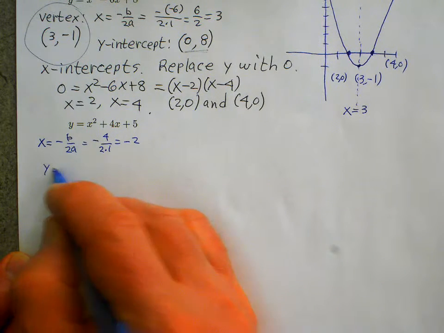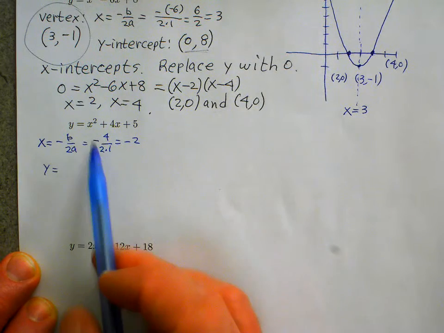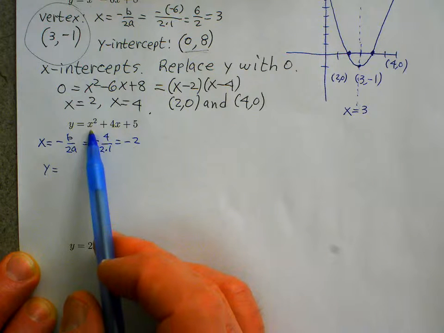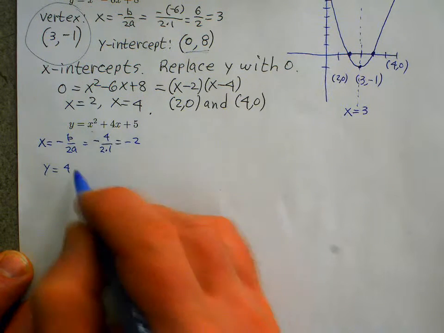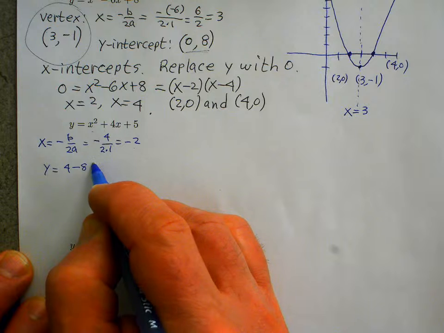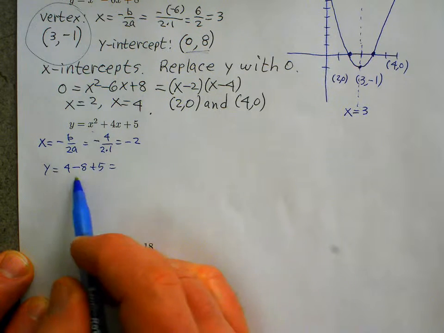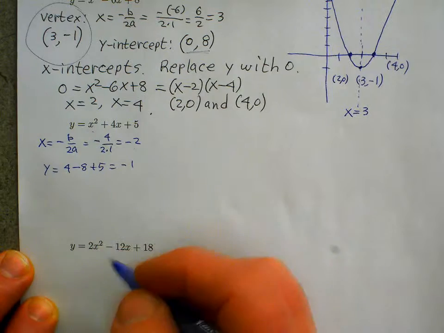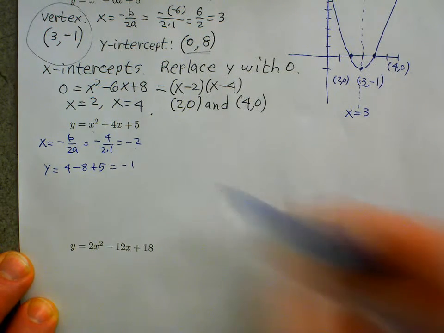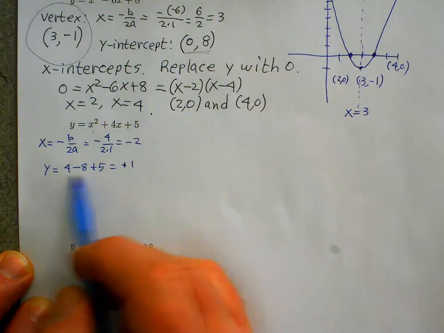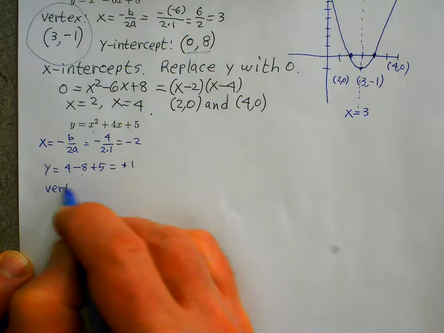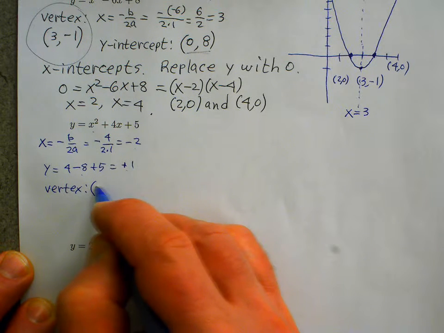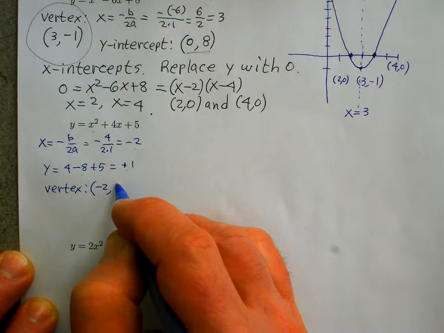And then the y coordinate, when x is negative 2, replace every x with negative 2. So we get negative 2 squared is 4. And then plus 4 times negative 2 is minus 8. And then plus 5. Whoops, sorry, 4 minus 8 is negative 4. Negative 4 plus 5 is positive 1. So the vertex is the ordered pair negative 2 for x and 1 for y.